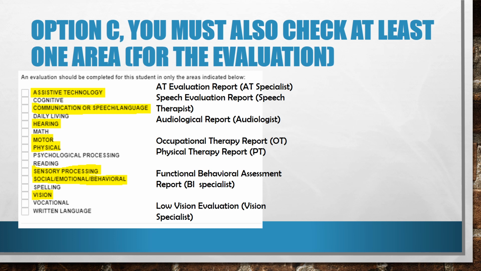Examples of appropriate referrals for evaluation, team members, and evaluation report results are listed on this slide. Assistive technology would result in a specialized AT evaluation report completed by the AT specialist. Communication or speech language would result in a speech evaluation report completed by the speech therapist. Please keep in mind that this option only continues the eligibility and cannot be used to dismiss a child from speech. If the team feels that an evaluation for speech and language is needed to consider possible dismissal of services, then a comprehensive evaluation, or Option A, should be chosen.